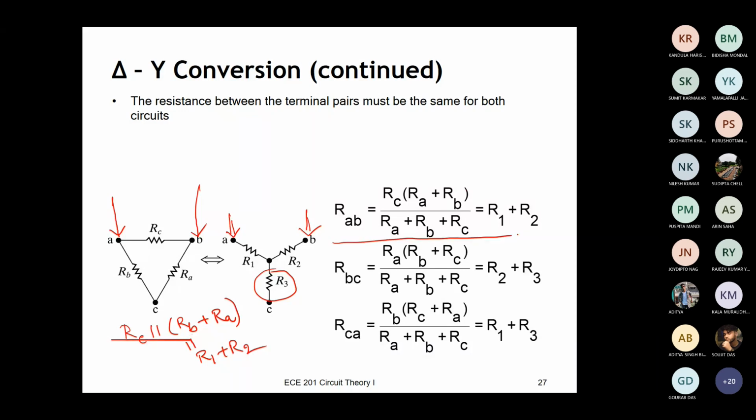This is the equivalent resistance. It must be the same when you convert it. If you have converted correctly, the equivalent resistance between terminals A and B for the star as well as the delta should be the same, isn't it? If you do that, you will get equation number 1. In the same way you can find the equivalent resistance between B and C. So R2 plus R3 is equal to the parallel combination of RA and RB plus RC, isn't it?